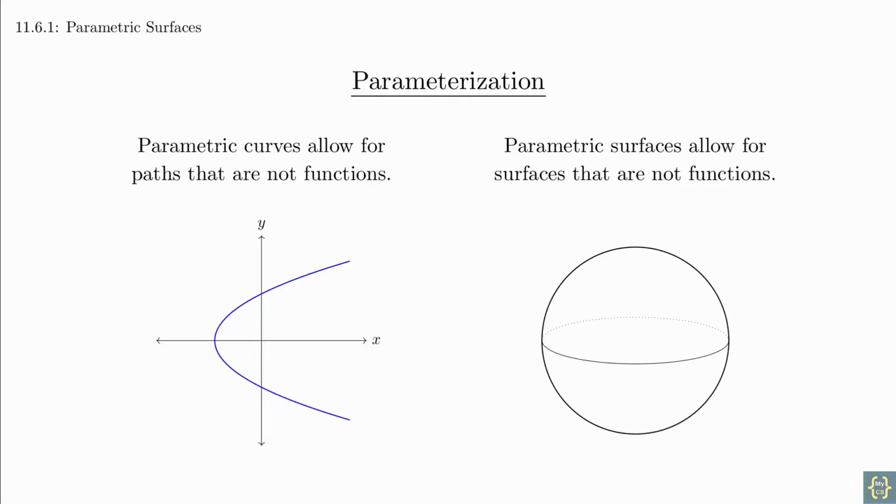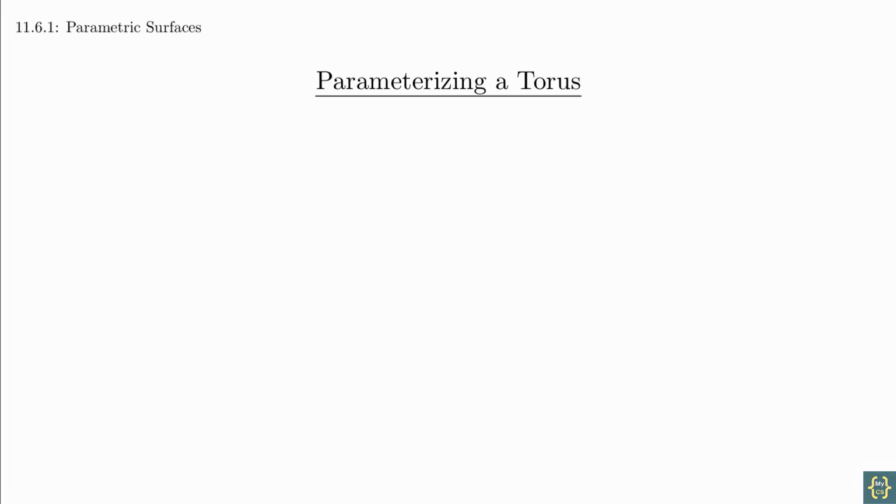We are still going to use vectors to locate points, just as we did with curves, but now we're going to have two input variables, which corresponds to the two dimensions that exist on the surface. We want to talk through the process of creating a parameterized surface. An instructive example is the torus. A torus is basically a donut-shaped region. How can we describe this shape using parametric equations?